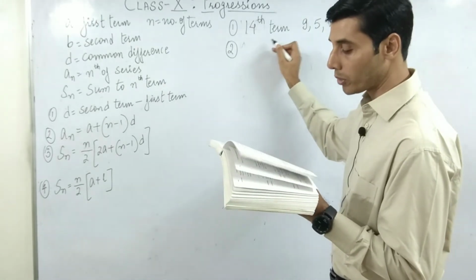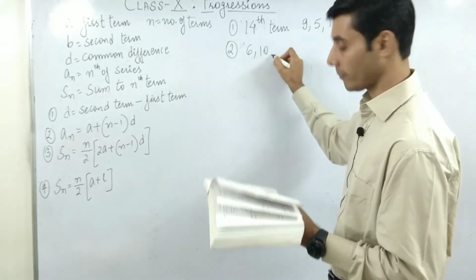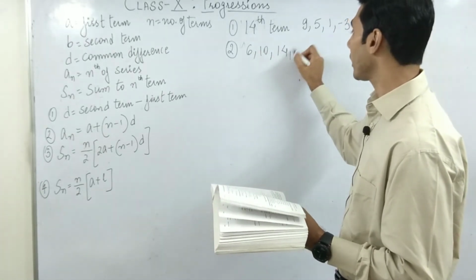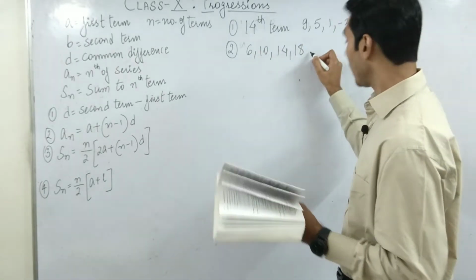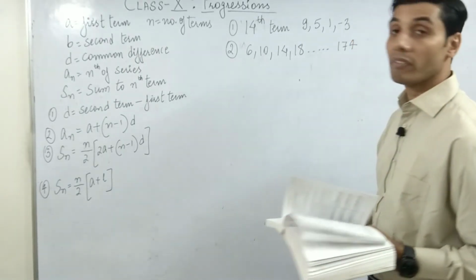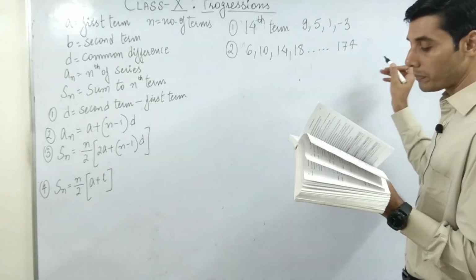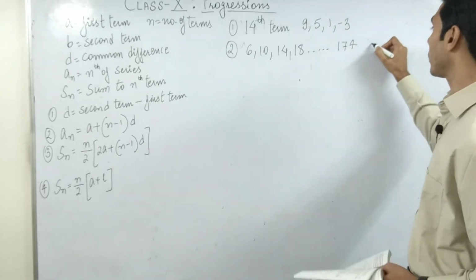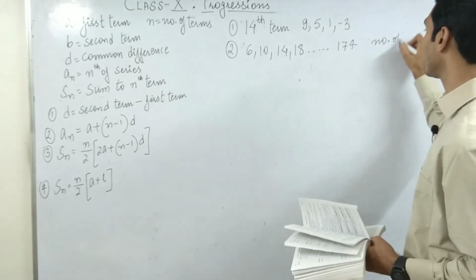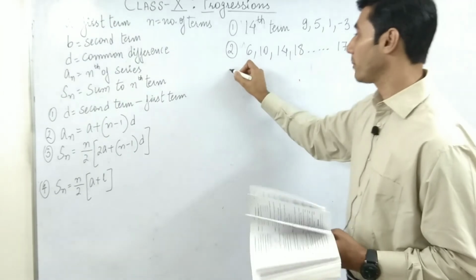First of all, I'm going to write the question. That is 6, 10, 14, 18 and so on till 174. So they have given me a series and they are asking me how many terms are there in the AP till 174. So what I need to find out is the number of terms. Okay, so this question looks unique. So I've written it down.